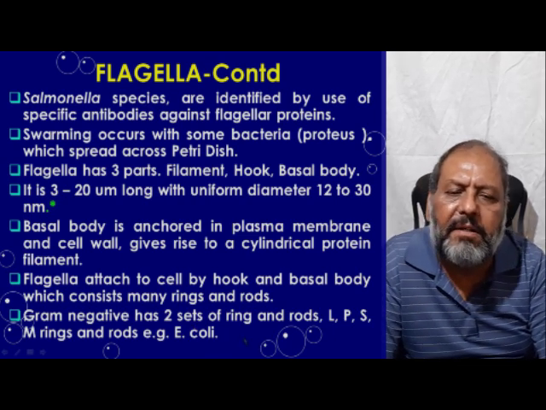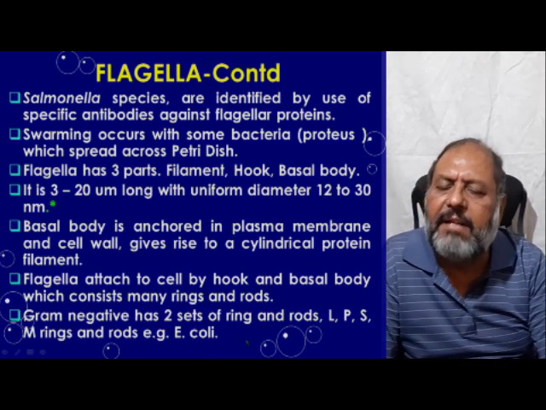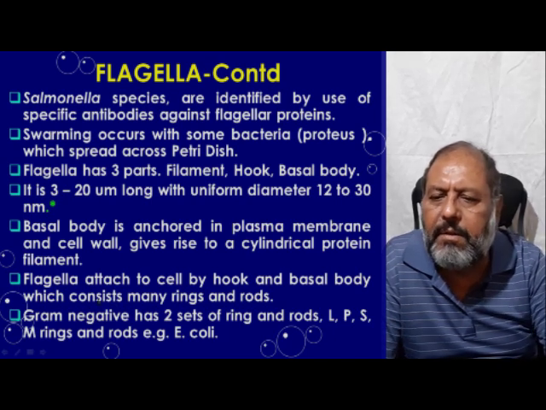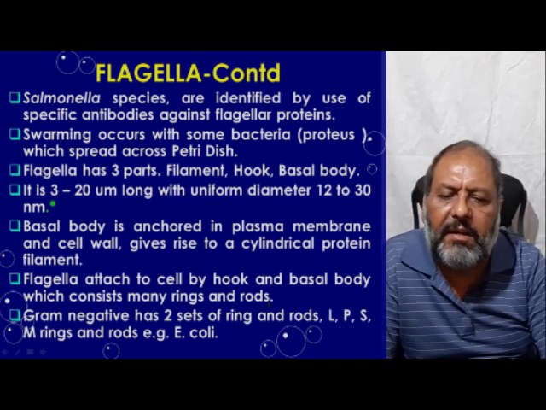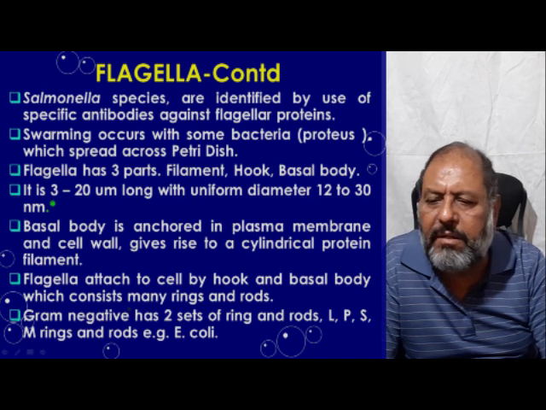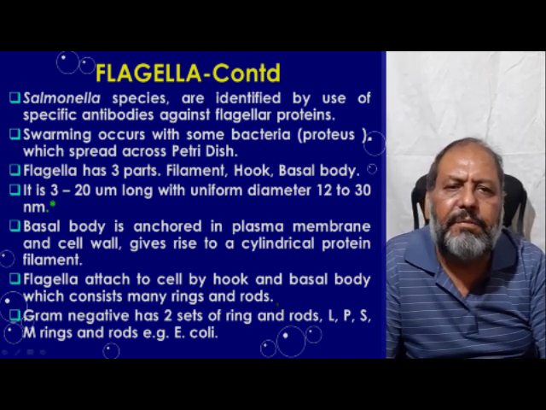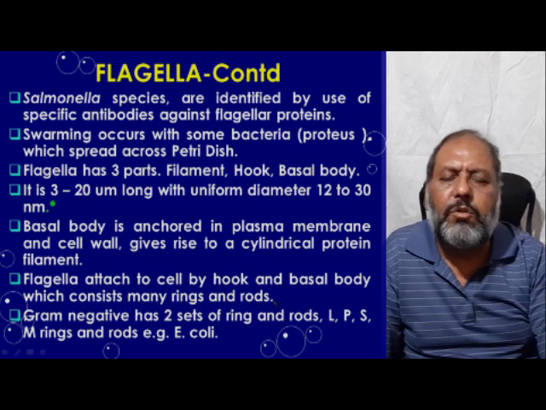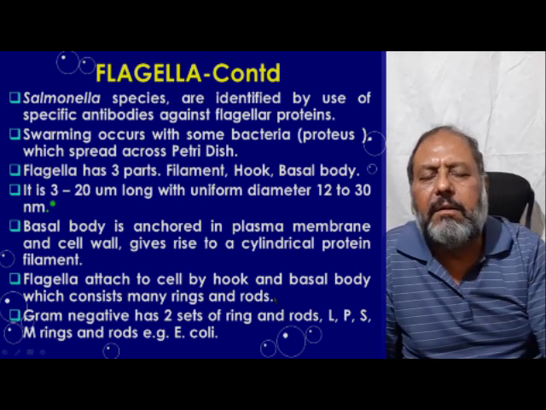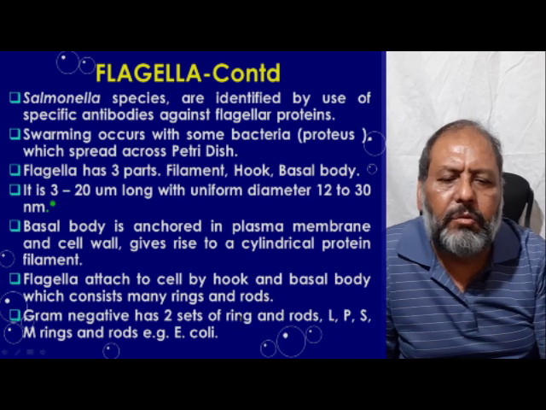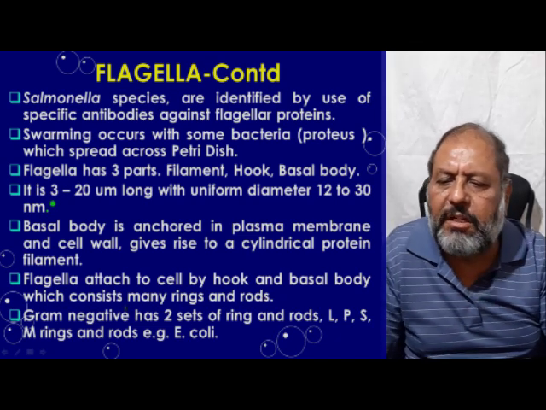The basal body is anchored in the plasma membrane and the cell wall, and gives rise to a cylindrical protein filament. The flagella are attached to the cell by a hook and a basal body, which consists of many rings and rods that give strength to the flagella, so they adhere to the cell body and produce movement through the whip-like structure.